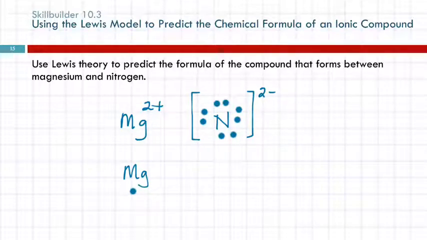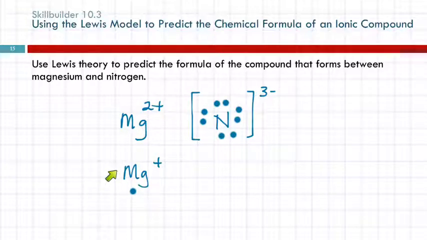Now the nitrogen's happy. Let's fix the charge. The charge is 3 minus. That's why nitrogen forms a 3 minus ion. It takes gaining 3 electrons to get an octet and to be stable. This magnesium now has a plus charge. So the first magnesium's happy, the nitrogen's happy.